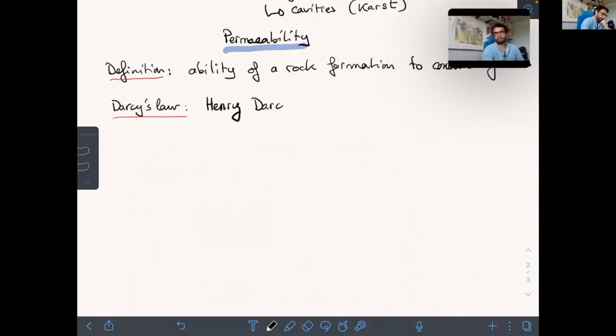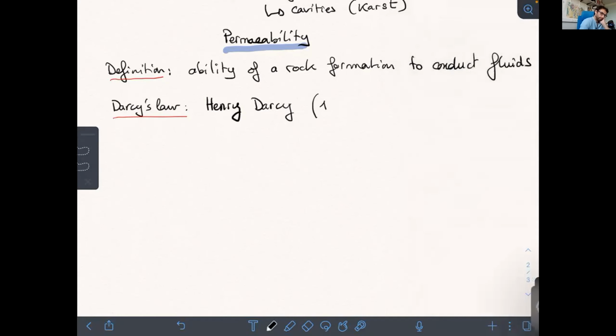Could you please move your face cam because we can't see the definition clearly? Okay, sorry. Thank you. All right. Okay.